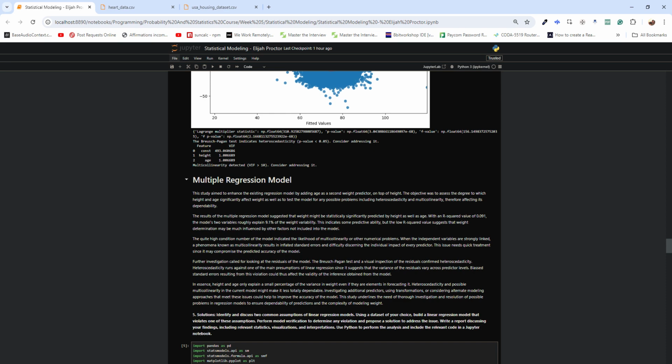So in conclusion, while height and age are factors in predicting weight, they explain only a very small portion of it, and issues like multicollinearity and heteroscedasticity make the model less reliable. To improve the model, it's necessary to explore additional predictors, make data transformations, or use different modeling techniques to address these issues that we found.